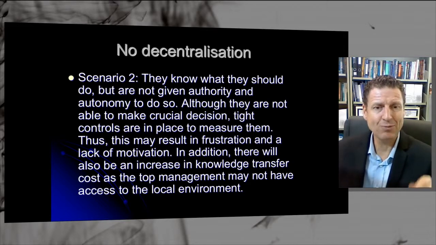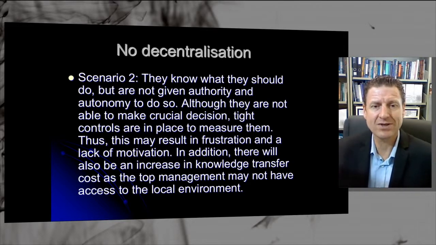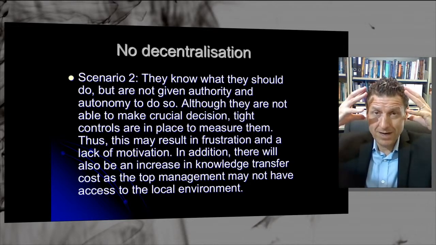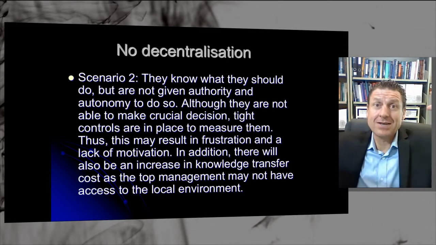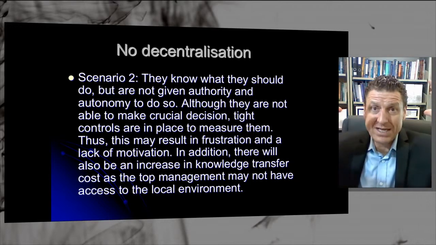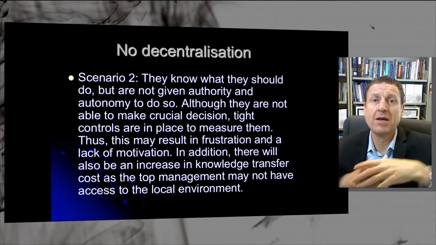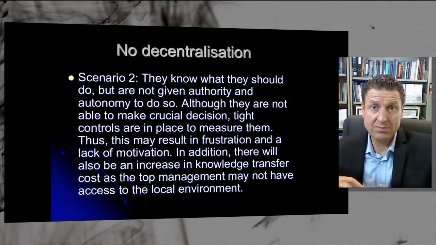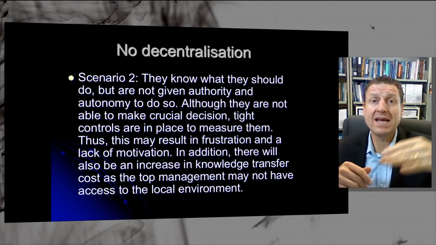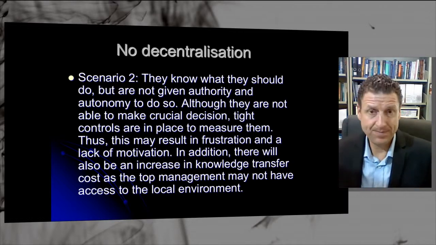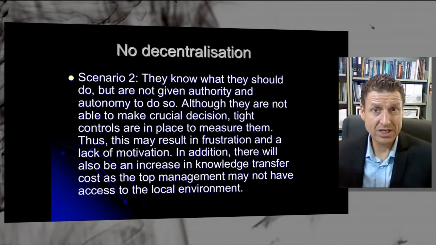In addition, there will also be an increase in knowledge transfer costs, as top management may not have access to the local environment. In knowledge transfer costs, remember, cognitive overload. Okay, information overload. And you get the information too late, and so you have poor, inaccurate decision making, because the decisions are made too late. So that's what happens with no decentralization.